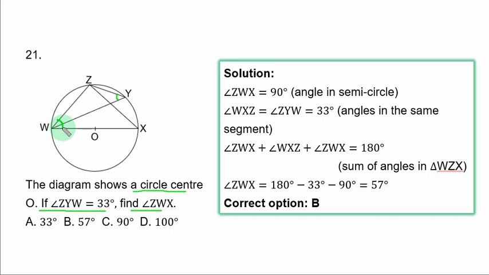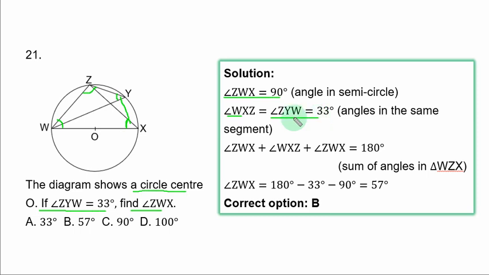We'll consider triangle WZS. This angle is also 33. That is angle in the same segment with this angle. Now this angle is 90, angle in a semicircle, because WS is a diameter. So we have angle ZWS 90 degrees, angle in semicircle, angle WSZ, that is this angle, is equal to angle ZYW, and that is 33 degrees, angles in the same segment.